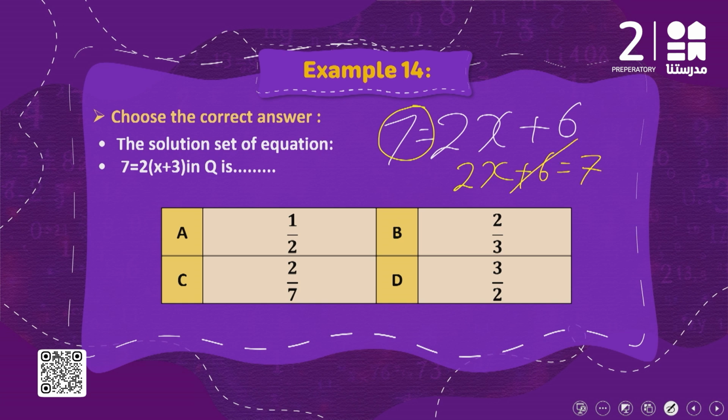Now let's subtract 6 from this and this one. So now you have just 2x equal to 1. Then you have to divide by 2 for both of them. X equal to 1 over 2 for sure.